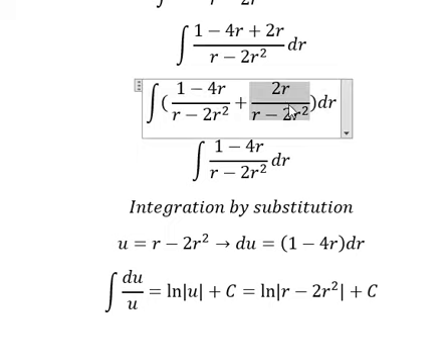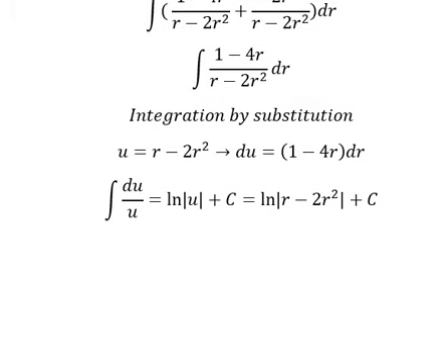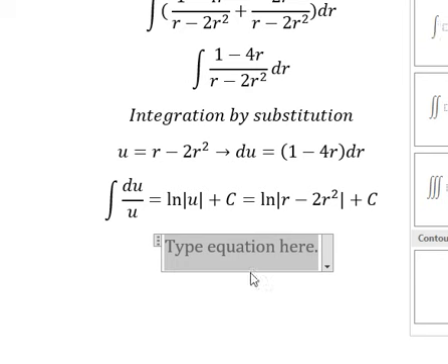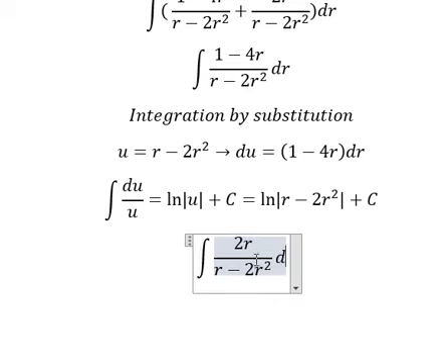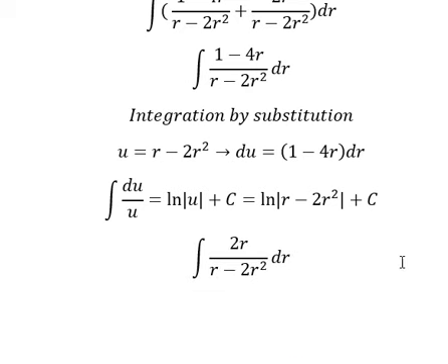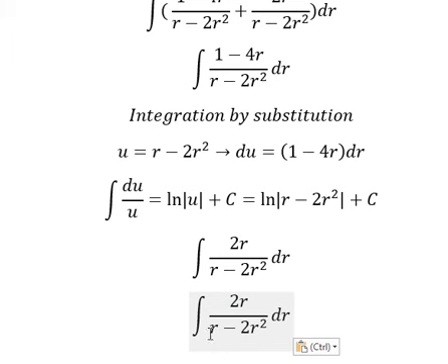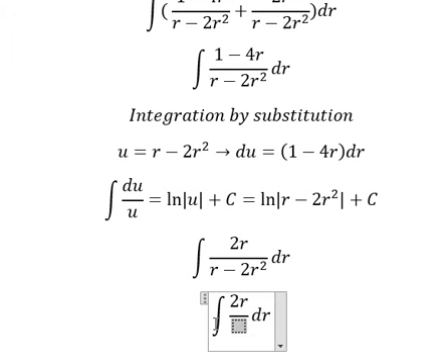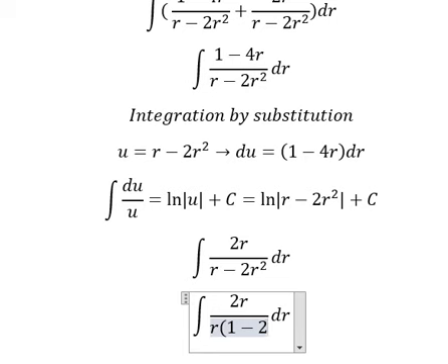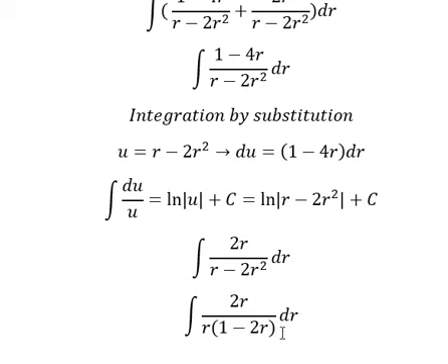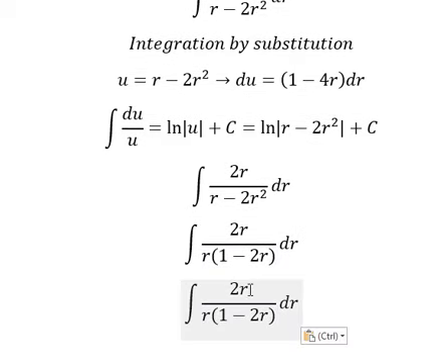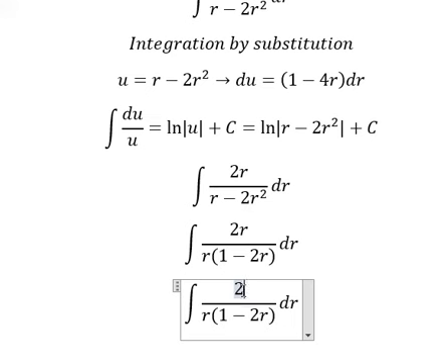Now, let's go to the second one. We have r squared and r. We can do factorization. R and R we simplify.